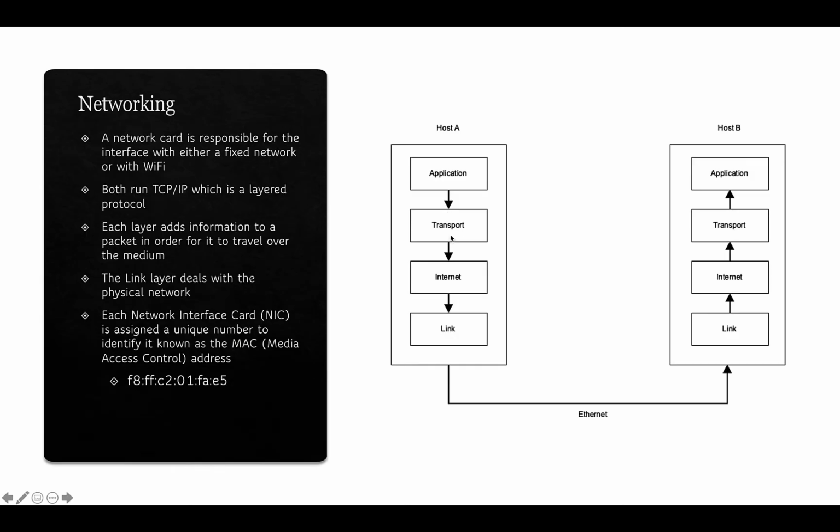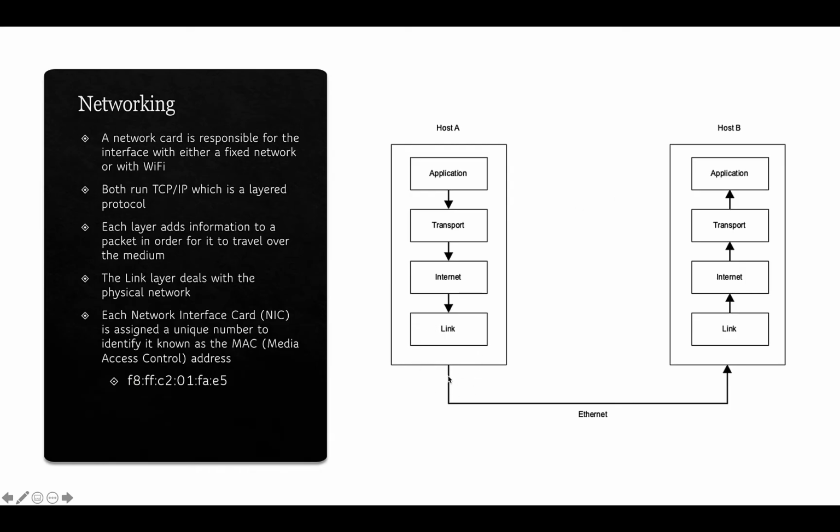It gets passed down to a layer which is called the transport layer, which then gets passed down to another layer called the internet layer, which then gets passed down to the final layer, the link layer, that controls the sending of data across the network. At the other receiving end, the host B, it goes back up through the layers through link, internet, transport, before finally being handed over to the application.